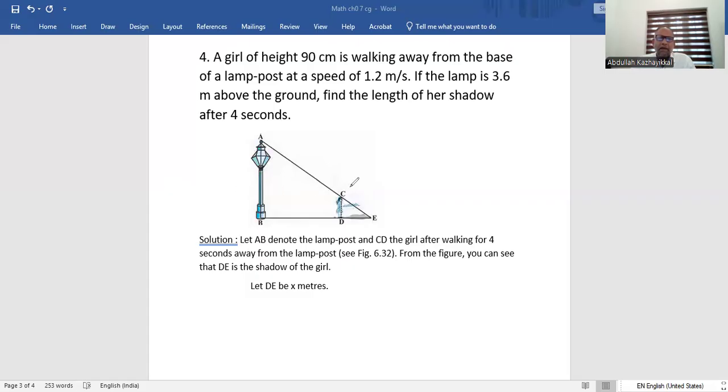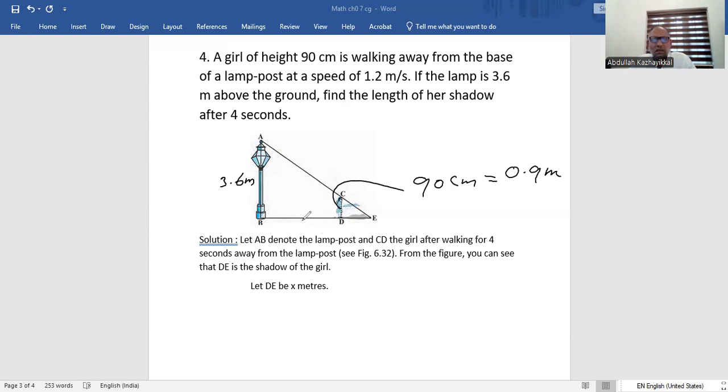A girl of height 90 centimeter. That means 0.9 meter. Correct? Then the speed is 1.2 meter per second. The lamp is 3.6 meter above the ground. Everything is in meters; first we converted centimeter into meter. Find the length of her shadow after 4 seconds. After 4 seconds, what is the length of her shadow?